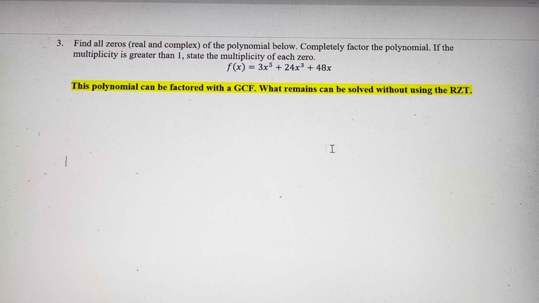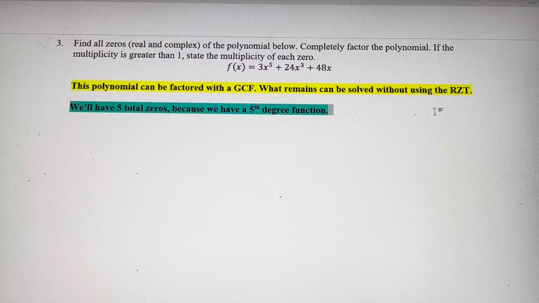Okay, we've got a polynomial that can be factored with a GCF, okay? And then maybe there's something else left in there that we can factor. We'll just have to see. And I'm telling you in advance, what remains can be solved without using the RZT, okay? We've got a 5th degree polynomial, which means 5 total zeros. Okay, so you want to keep that in mind as you find these zeros.